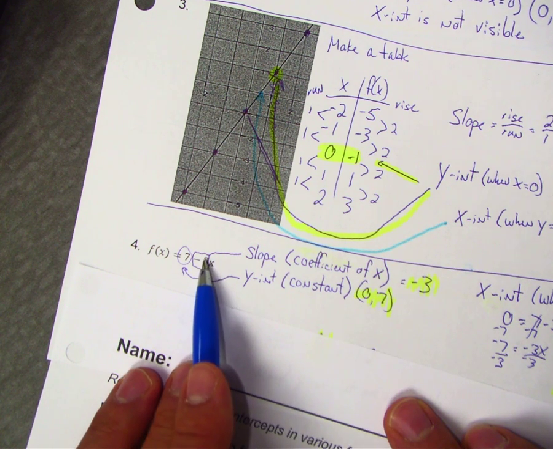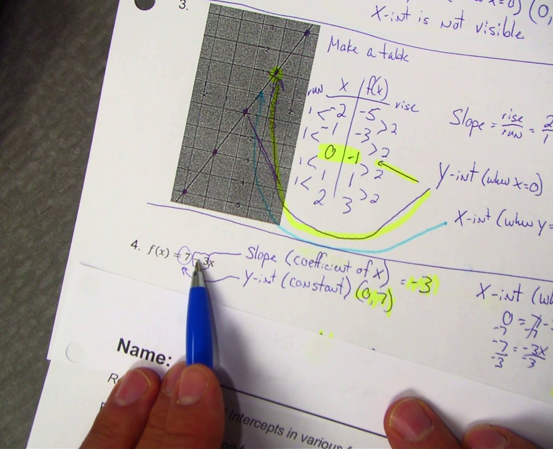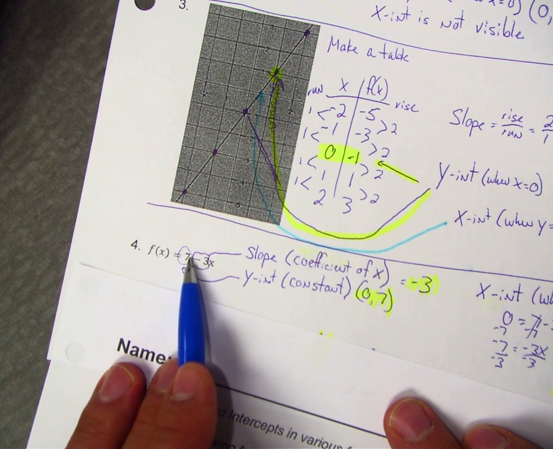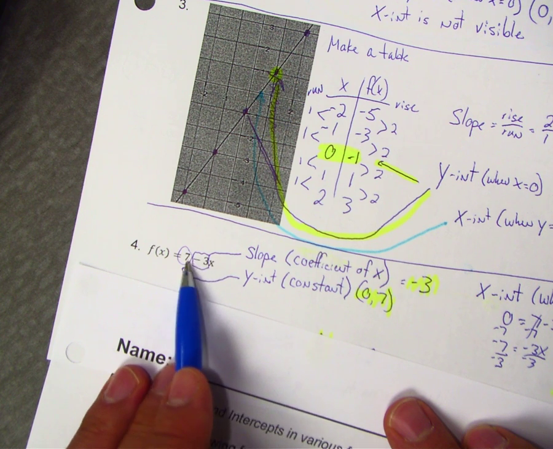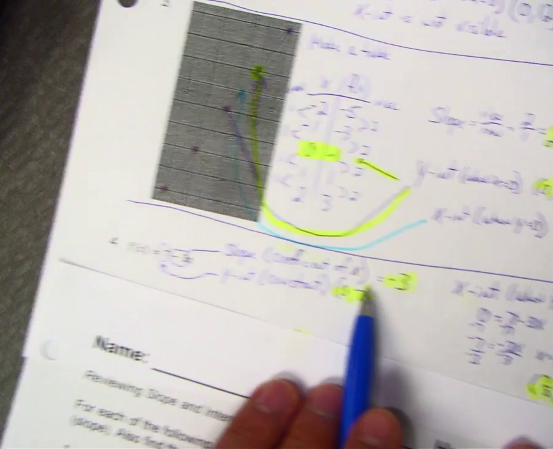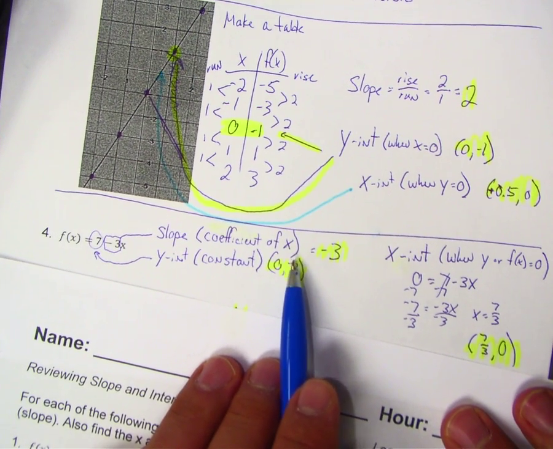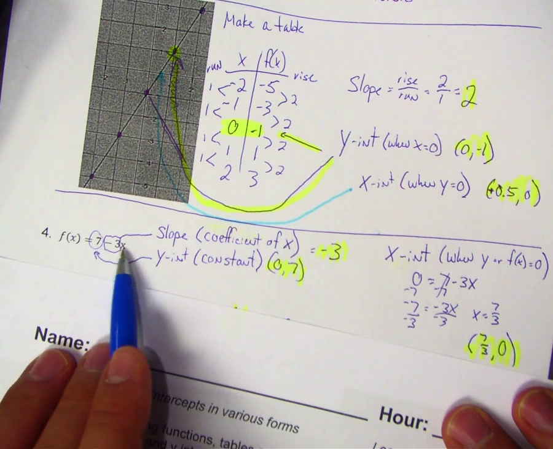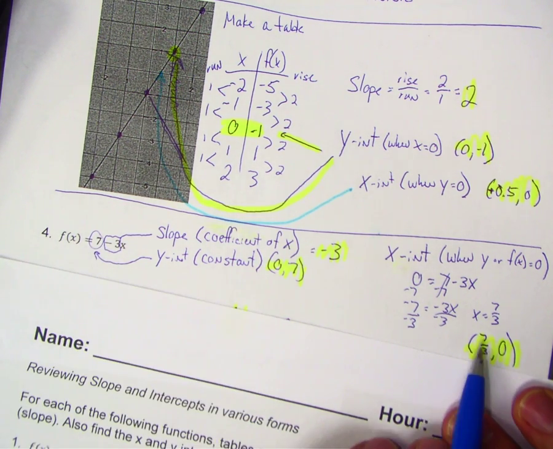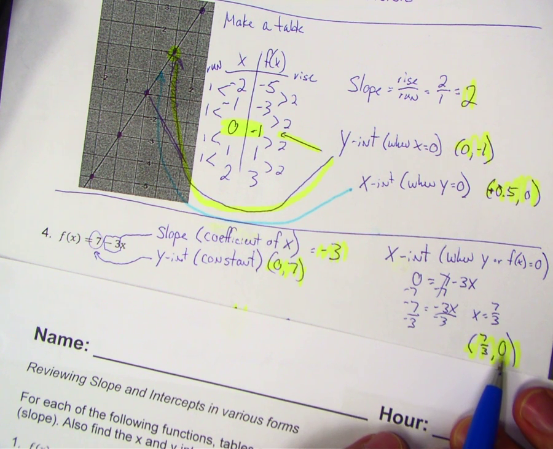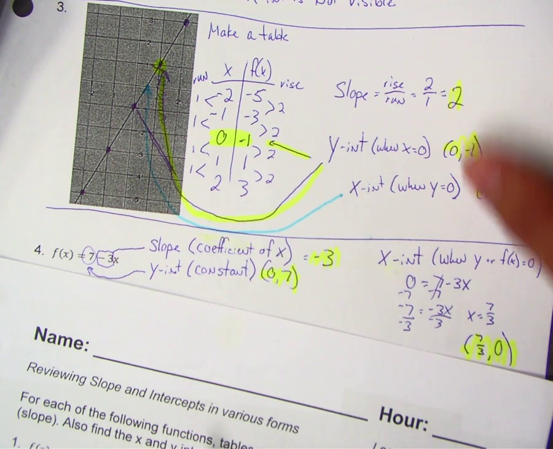It's the value in front of the x. Don't forget to take the negative with that. The y-intercept is the constant. It's the number that doesn't have the variable when we're looking at it in slope-intercept form. So it's (0, 7). The x-intercept is a little bit more complicated, but just like we did in number 1, you can plug a 0 in for f of x or y and solve to get the x value, 7 over 3, comma 0, which would be 2 1/3, comma 0.